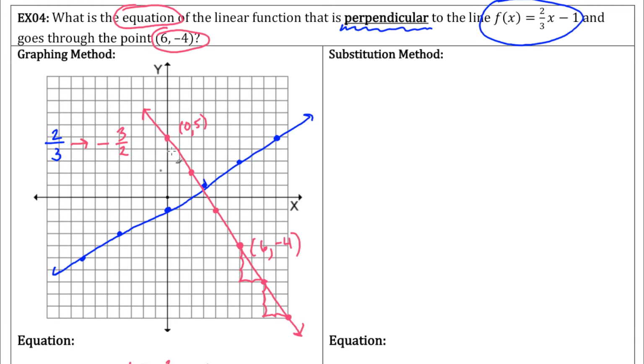Now let's act like we don't have a graph to do it on. So we know that the m has to be the opposite of this, so negative 3 over 2. And we know that we have to use 6, negative 4 as my x and y. So x is 6, y is negative 4. And then we have plus b.